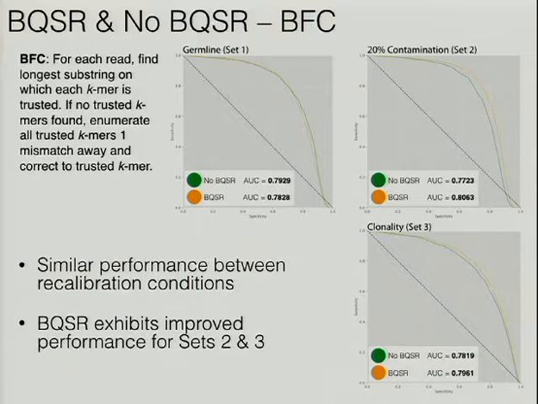Then for the no BQSR conditions with the BFC error model, we saw similar performance between recalibration conditions across the board, and the BQSR set exhibited improved performance for the 20% contamination and the clonality data sets. BFC was the only error model that actually seemed to enhance the effect of BQSR.